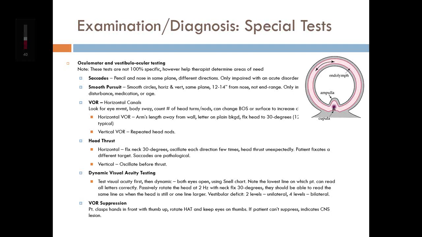You are then going to rotate the patient's head back and forth. That's a passive rotation of the head at 2 hertz, which is essentially 2 oscillations per second, with the neck flexed at 30 degrees. They should be able to read the same line as when the head is still, or they can go one line larger if the head is moving. It indicates a vestibular deficit if the patient is unable to see two levels above or larger. Two levels would indicate a unilateral or one-sided deficit, and four levels would indicate a bilateral deficit.